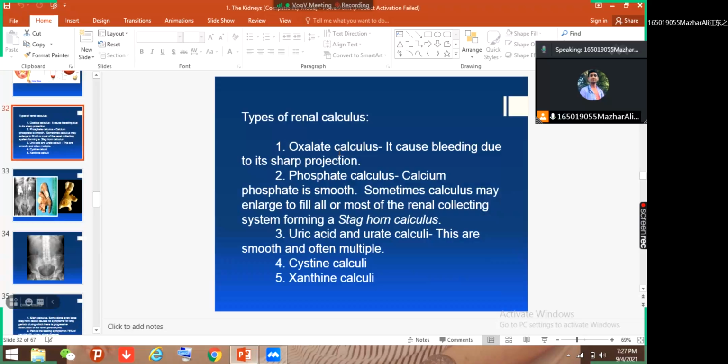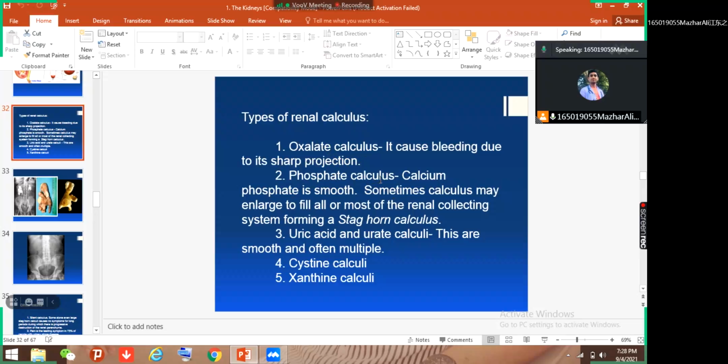Okay, what are the types of renal calculus, how many types of renal stone are there? There are 4 or 5 major types that can lead to the formation of stone. Calcium oxalate is a stone which forms when you take so many, you can say, vegetables. It causes bleeding. Why? Because of its sharp projections. When that stone passes through the ureter, it damages the endothelium or inner lining of the ureter and can cause bleeding.